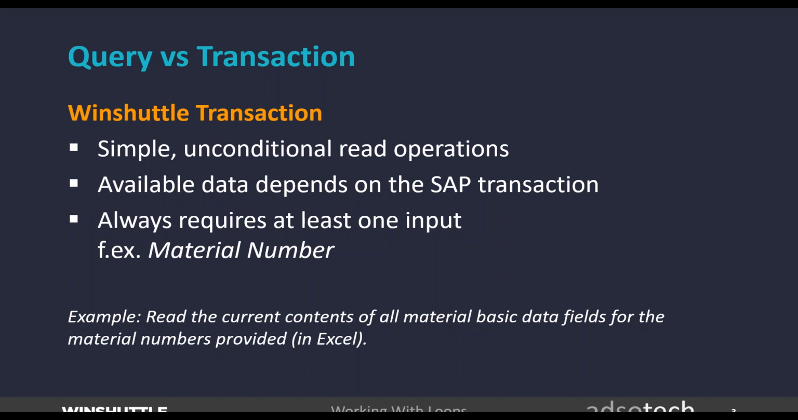So here's an example: you want to read the contents of all the basic data fields, but then you have to specify all the material numbers in Excel, because it's all based on the SAP T code. When you're going into MM02, you have to specify the material number that you are interested in. That will be the limiting factor here. You have to have one input data, which will be the material number.